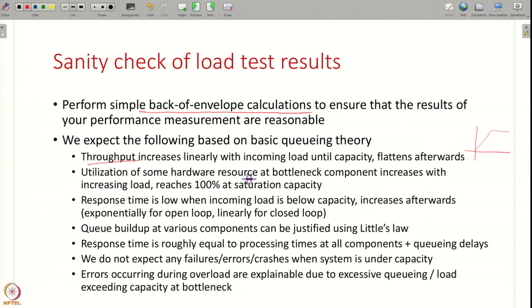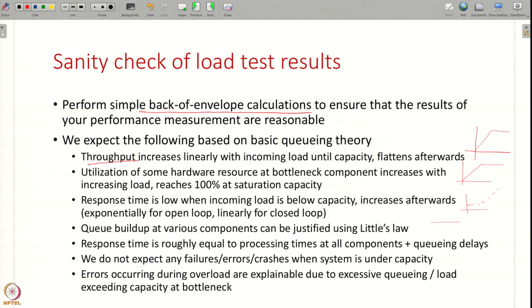The utilization of your hardware resource should increase with increasing load, and then it should reach 100% at saturation capacity. Your response times will be low initially, but they will start to increase as you reach capacity and go beyond capacity. This increases much more rapidly for open loop systems and is much more controllable for closed loop systems. And your queues will build up at various components.